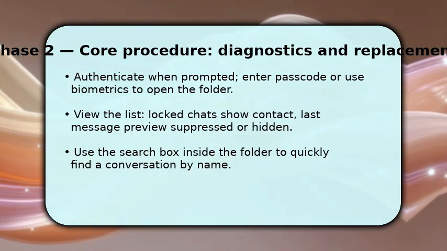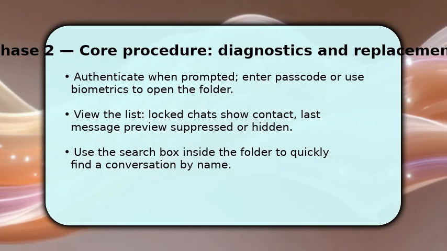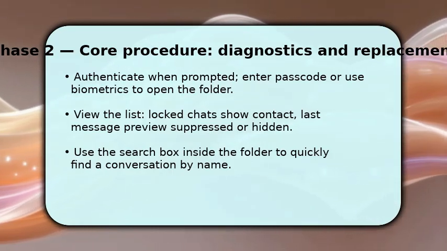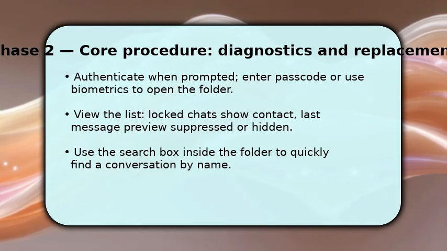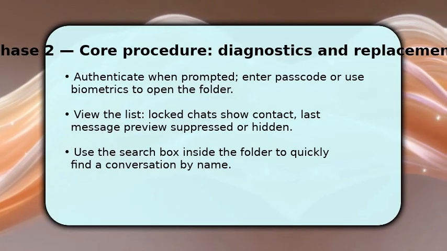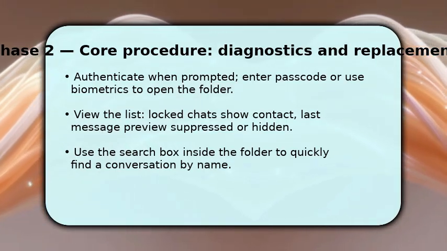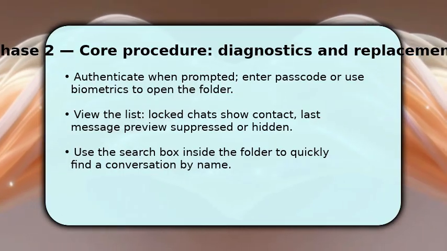After authentication, you'll see the list of locked threads. WhatsApp often hides message previews, so rely on contact names and timestamps. Make sure to use the folder's internal search if you have many entries. Searching by the contact name or keyword is faster. Also note why messages look different. Previews are suppressed to protect privacy.